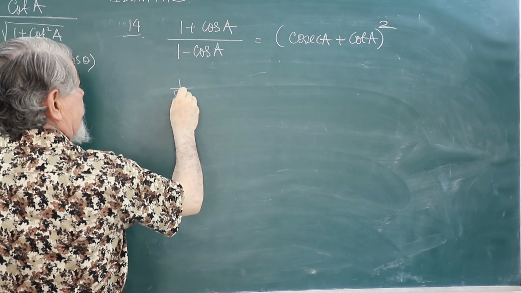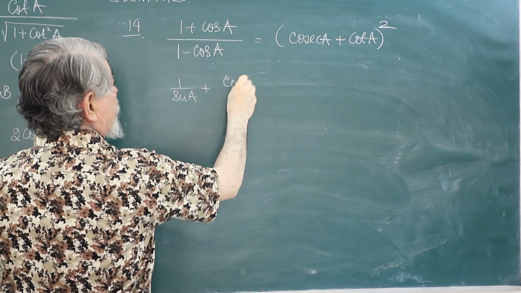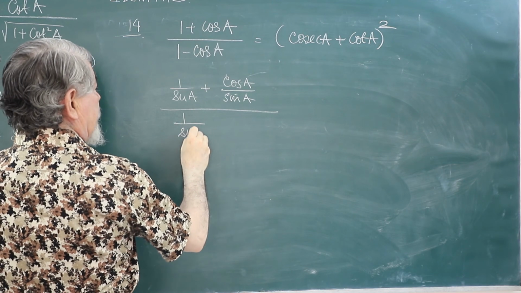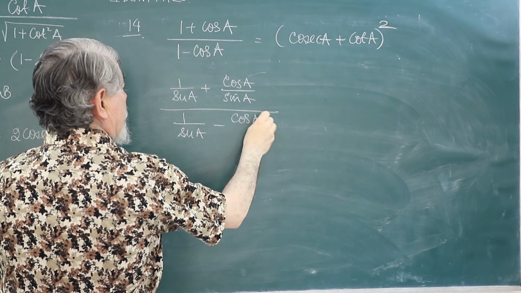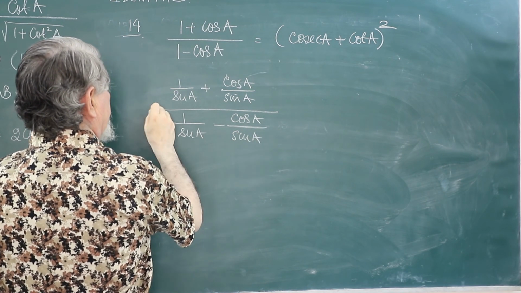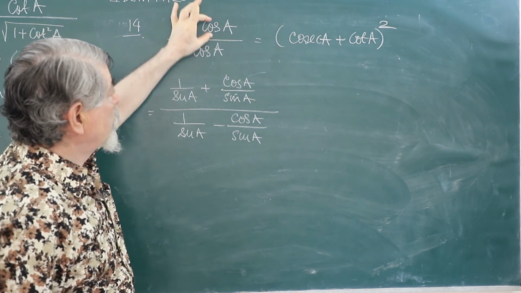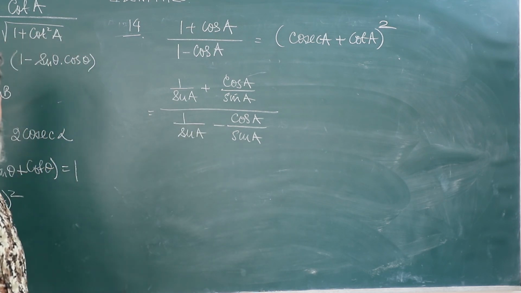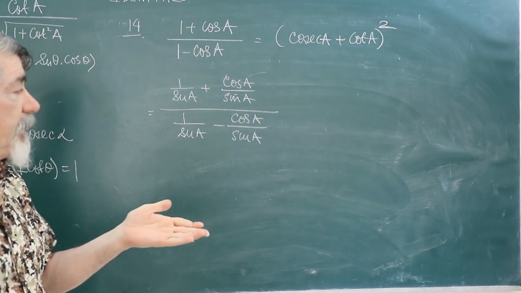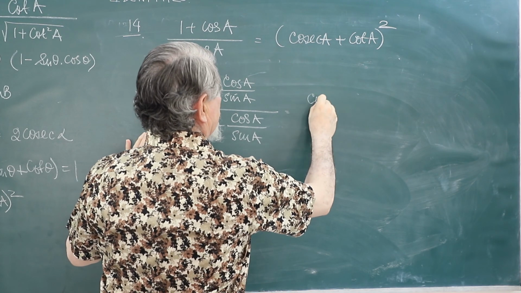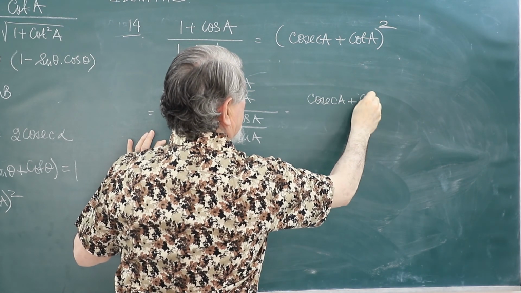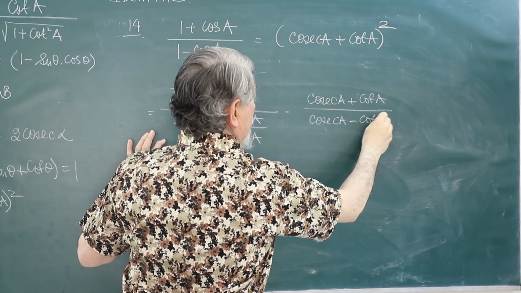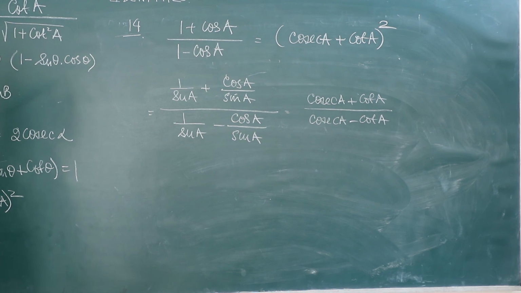It is 1 upon sin A plus cos A upon sin A, upon 1 upon sin A minus cos A upon sin A. We divided numerator as well as denominator by sin A, so you are not changing anything. 1 upon sin A is cosec A, plus cot A, and this is cosec A minus cot A. Now we are coming to this form, cosec A plus cot A, but still we are a little away.